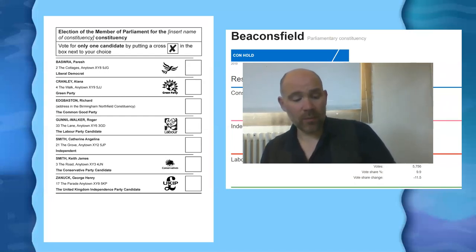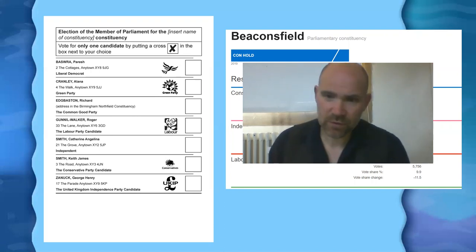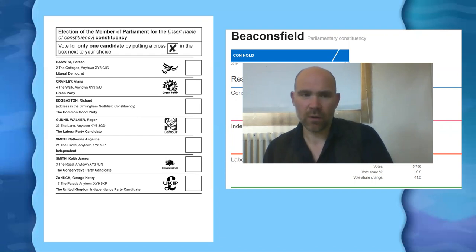And that's to stop people being bribed to vote in a certain way, or to be threatened if they refuse to vote in a certain way. So all votes here are anonymous. Let's just look again at what we see.